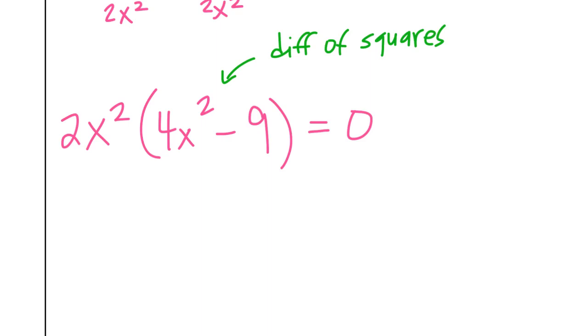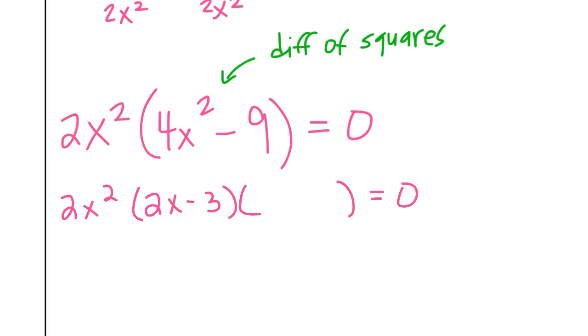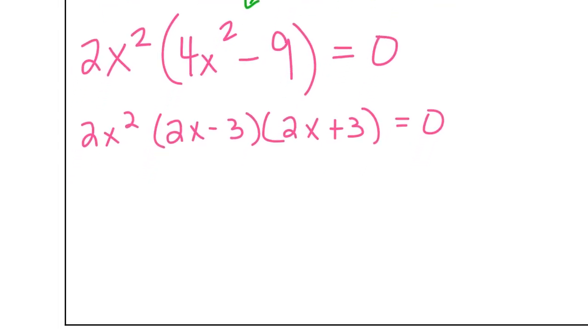So difference because they're subtracting, and squares because 4 is 2 squared and 9 is 3 squared. So I can factor this down further as, I'm going to bring down this 2x squared. But that difference of squares, I can write it as 2x minus 3 and 2x plus 3. So now everything is factored as much as it can. Now we can find our zeros.